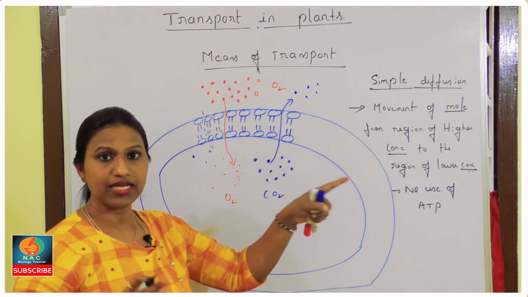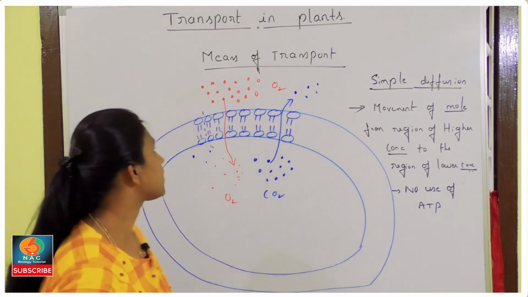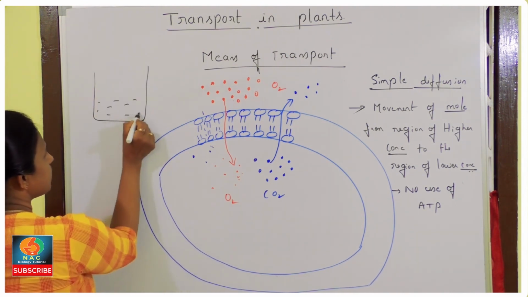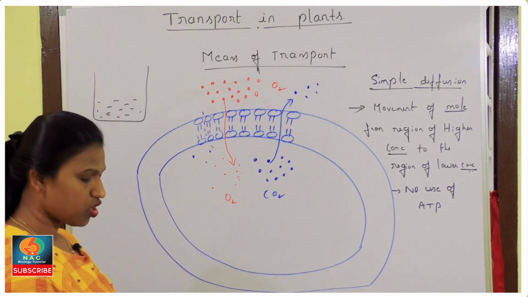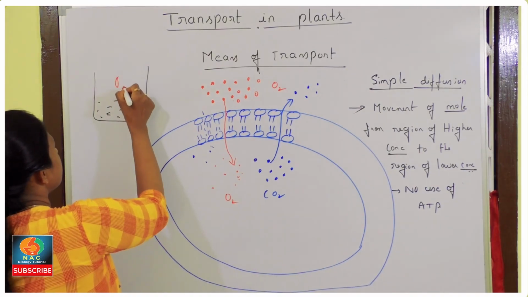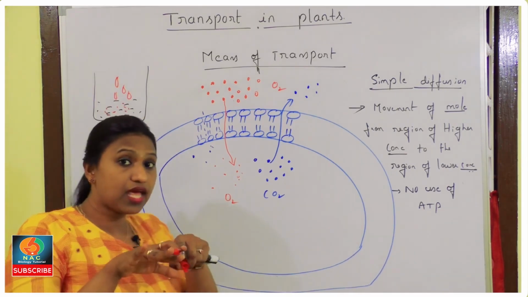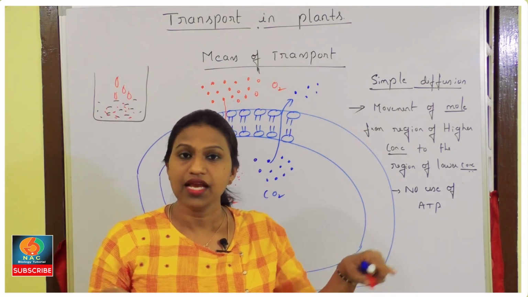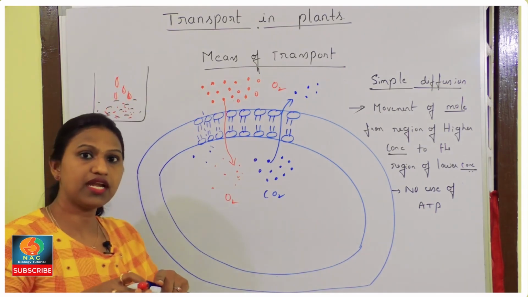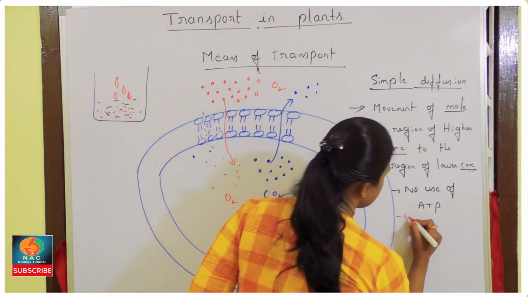Actually, diffusion is not only in gaseous molecules, it can also happen in liquids. For example, if you have a beaker with water, and you put in a drop of red ink, what happens? The red ink starts diffusing in the water, and the entire water starts getting a red color. Why? Because the concentration of red is more in this droplet compared to the water. So the molecules start diffusing slowly. And diffusion is a slow process. Remember it: diffusion is a slow process.